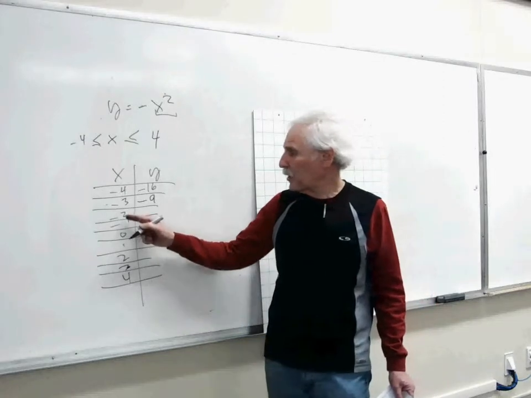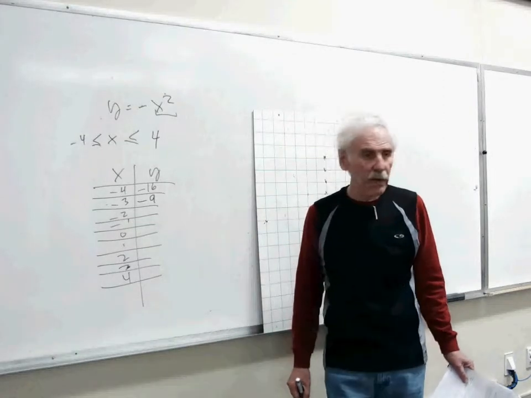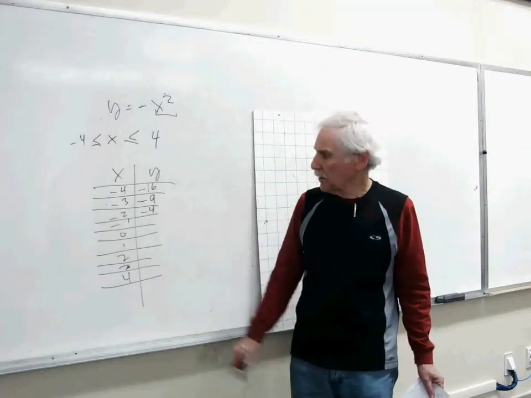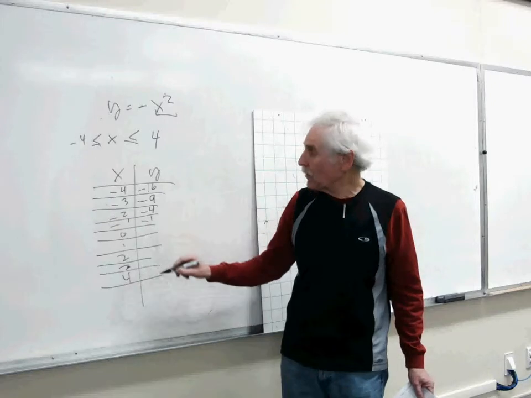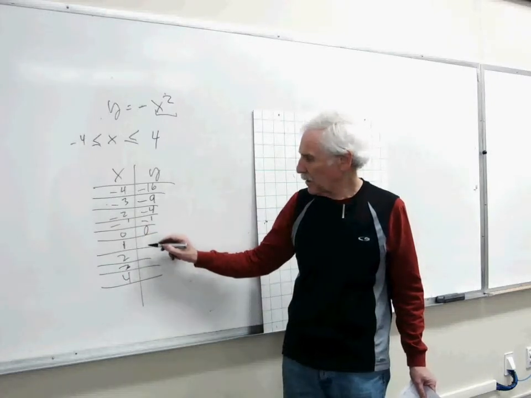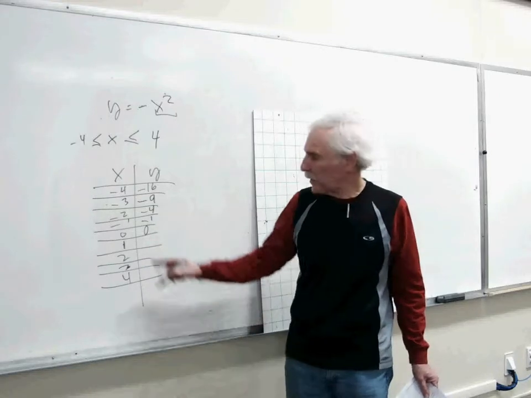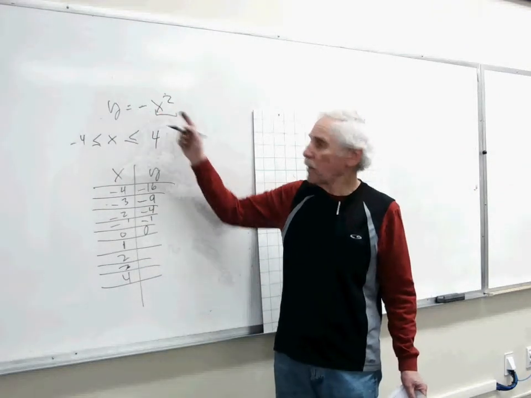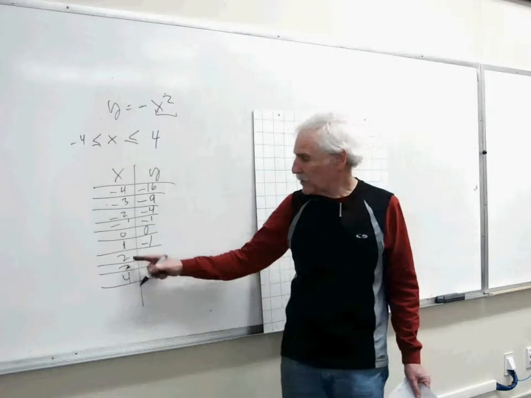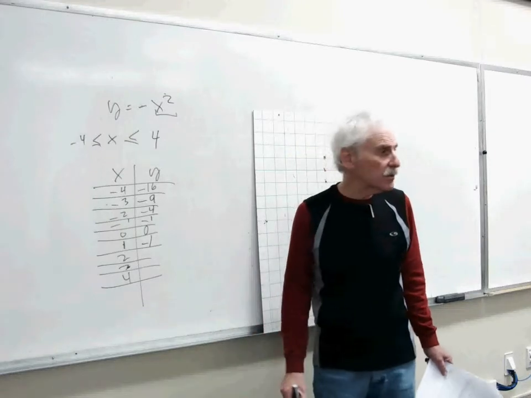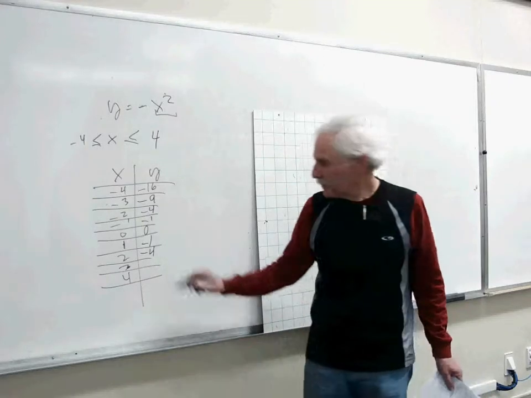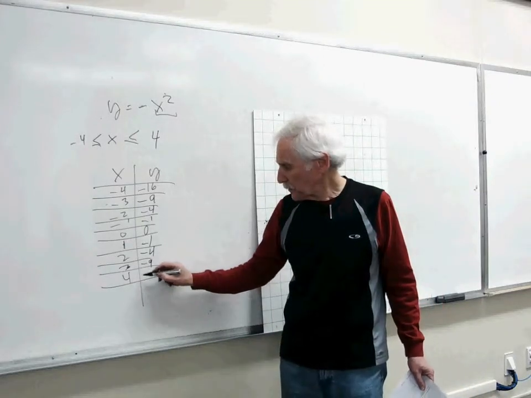When x is equal to minus 2, what's the value of y? Minus 4. What about minus 1? Minus 1. What about 0? 0. What about when x is equal to 1? What is minus x squared? Minus 1. When x is equal to 2, what is minus 2 squared? Minus 4. When x is equal to 3, minus 9, and when x is equal to 4, minus 16.